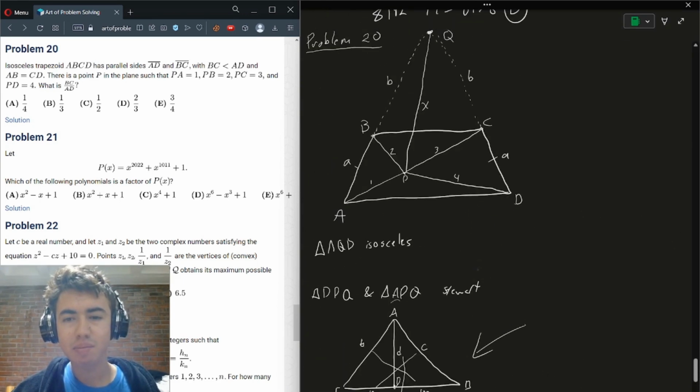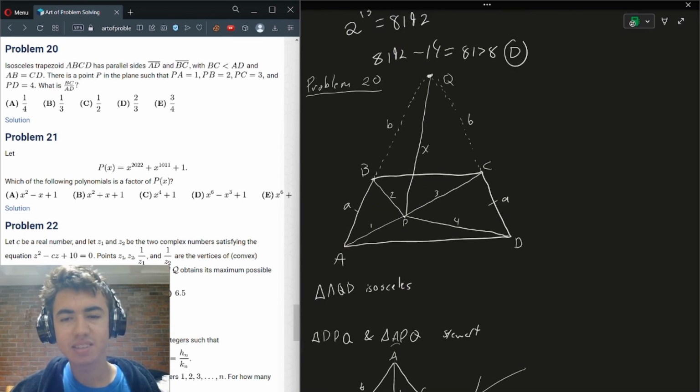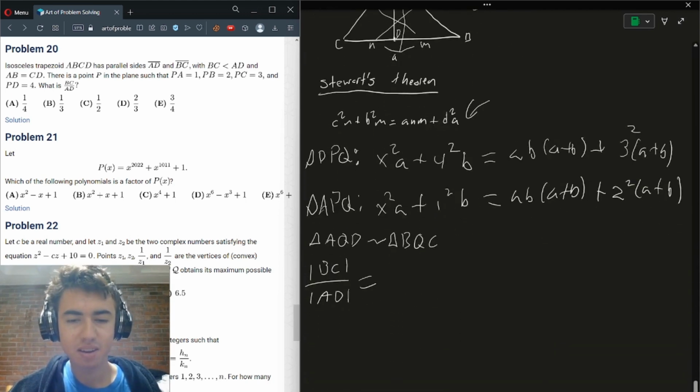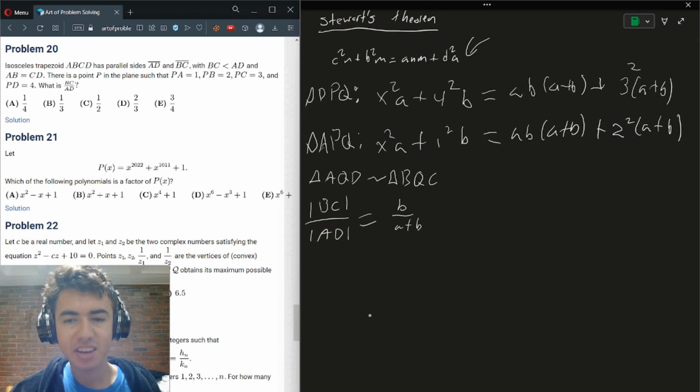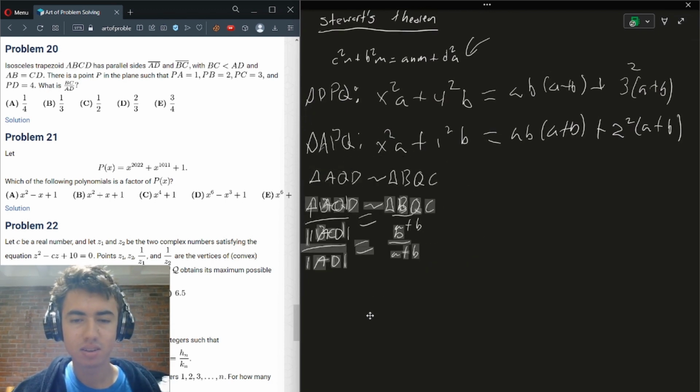And this obviously means then that, because this is isosceles, and both these are parallel, it's pretty obvious that these angles are the same as these angles, right? And now we see that this side length BC to AD must be equal to B over A plus B. And so we know that we want to get this term. But anyway, back to what we were doing here.